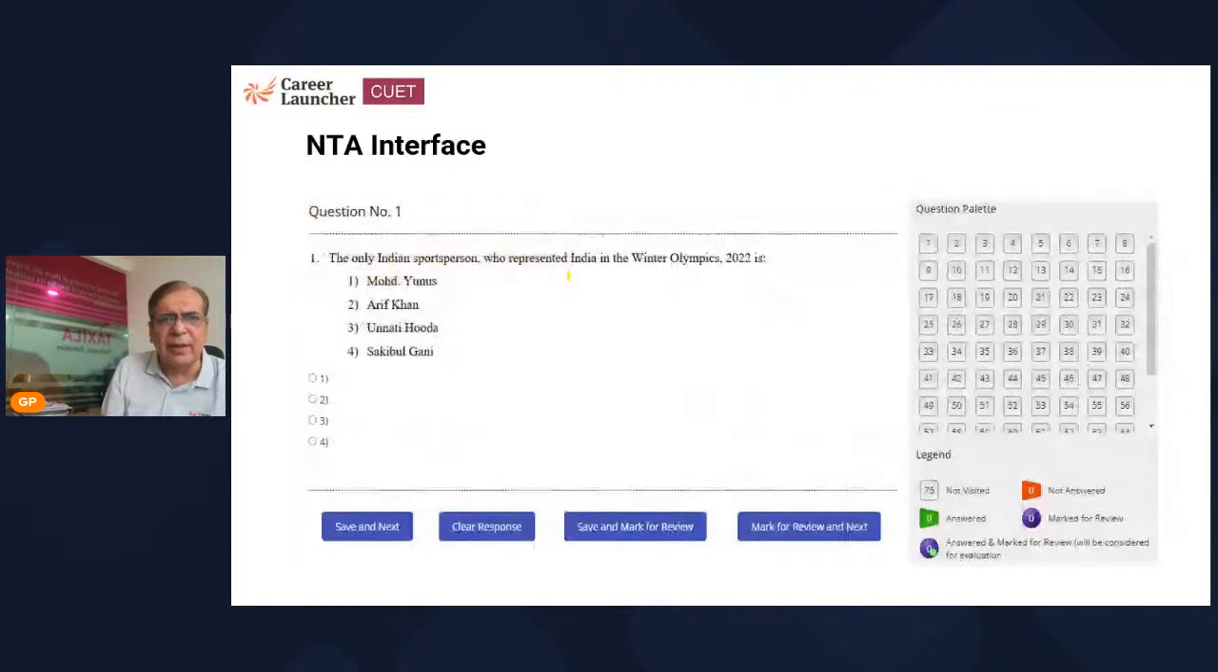Okay, let's take this example. Let's take this particular question. For example, this is the question. Suppose, since I know the answer, I'll mark the answer Alif Khan. Now what will I do? You have to click here and you have to do a save and next. If you don't do save and next, then it will not be saved.